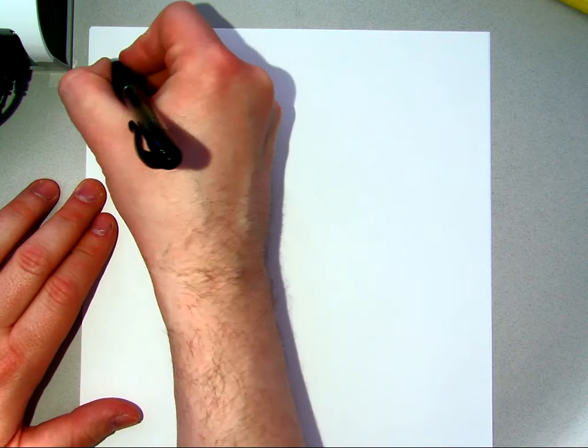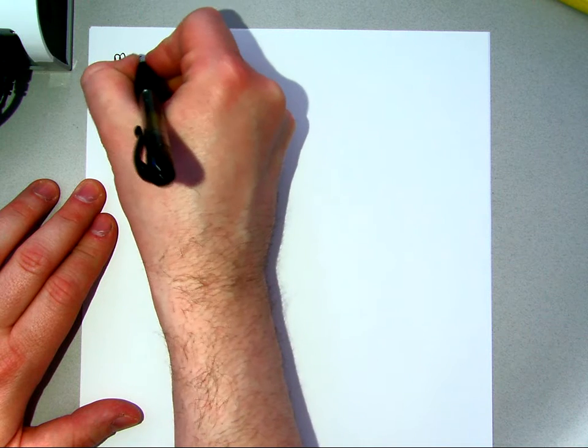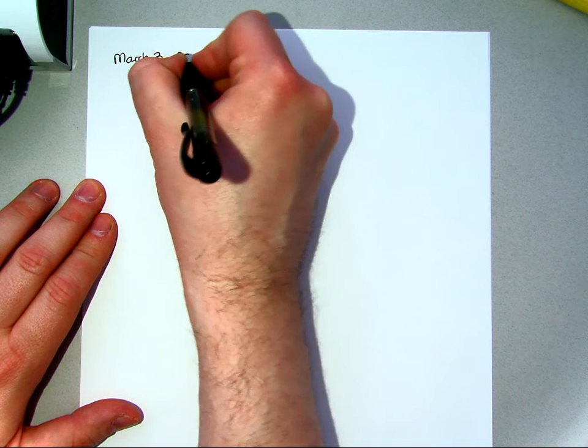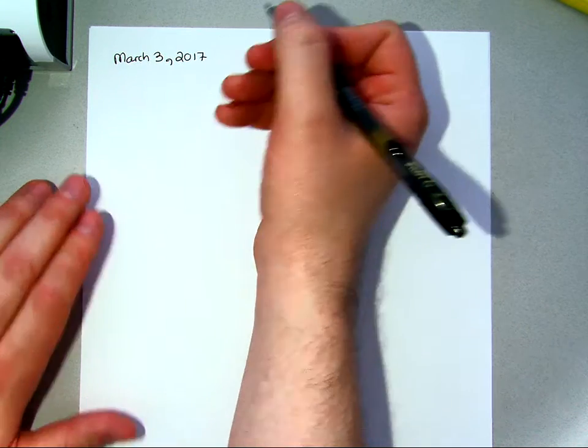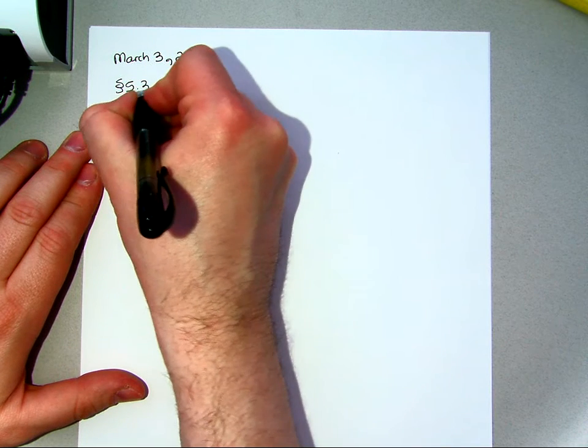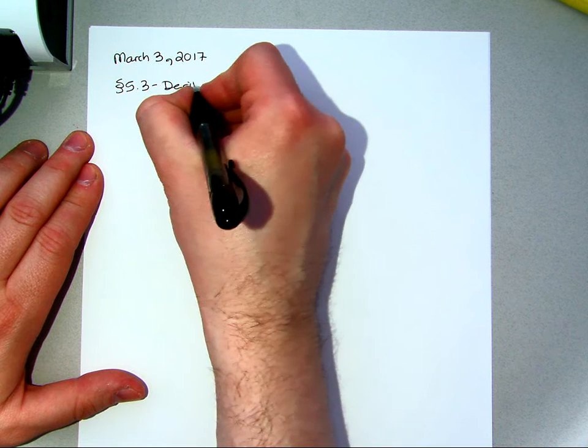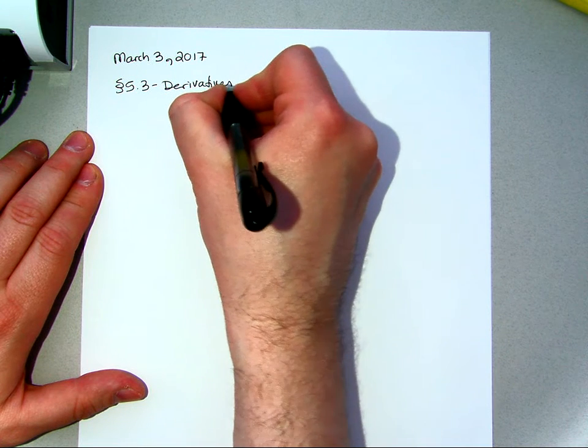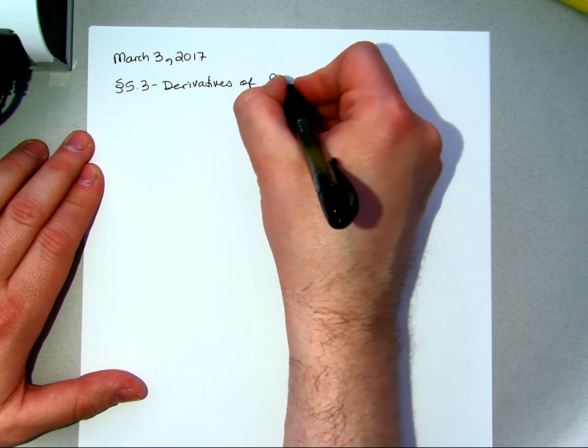So to get us started, it is March 3rd. And again, I'd suggest just continuing your notes from yesterday. We put some general information at the top of the page on 5.3. I would just continue from there. These are derivatives of inverses.